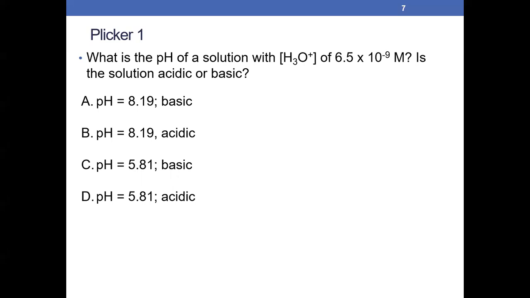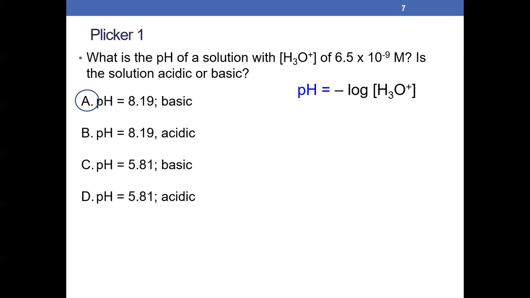Okay, looks like most of us got the right answer. So again, we're just utilizing the equation for pH. We're given the concentration of H3O plus, that's essentially our direct measurement of pH. So we plug that into the negative log of this equation, and we get the value 8.19. So it's basic, since we are above 7.